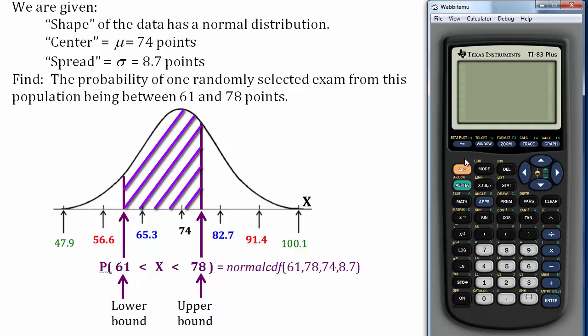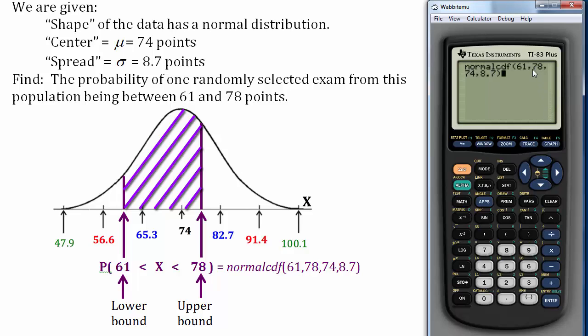So we press the second key, then we press VARS, then 2 to select normal CDF. Put in our lower bound, which is 61. Our upper bound is 78. And our center of 74, comma, and our spread of 8.7.